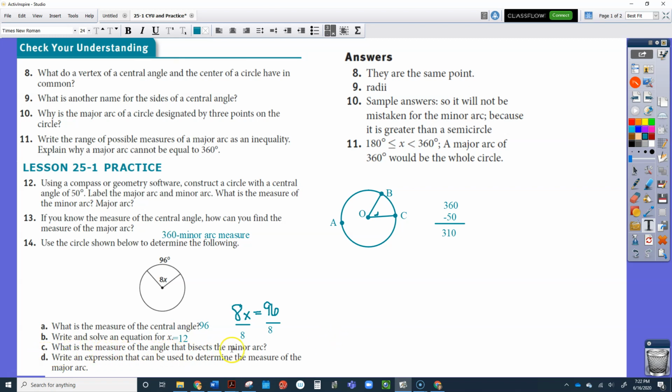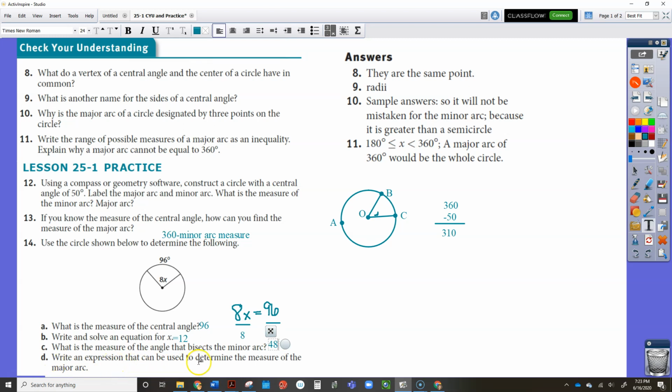What is the measure of the angle that bisects the minor arc? Oh, I don't know. 96 divided by 2. What is that? Grabbing my calculator because I don't trust my mental math. 96 divided by 2 is 48. So the answer right here is 48.